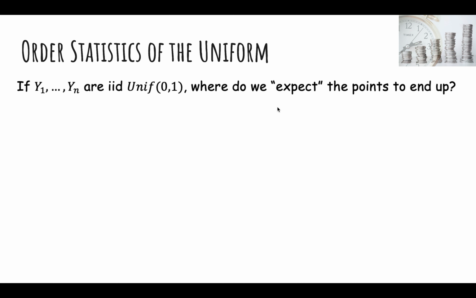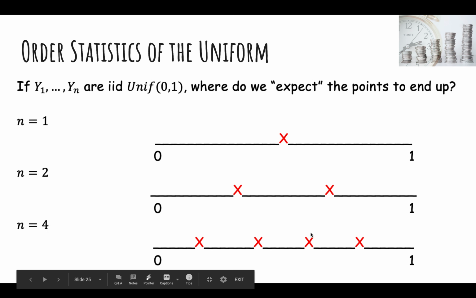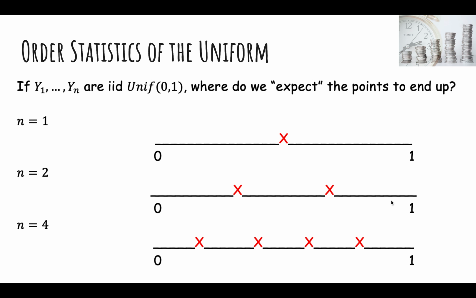Now let's do an example with the uniform. If y1 through yn are IID continuous uniform 0, 1, where do we expect the points to end up? This is very informal, but for n equals 1, I would expect it to be at 1/2. For n equals 2, I would expect them at 1/3 and 2/3. If n was 4, I would expect them at 1/5, 2/5, 3/5, and 4/5, because they're uniformly spaced along the interval.